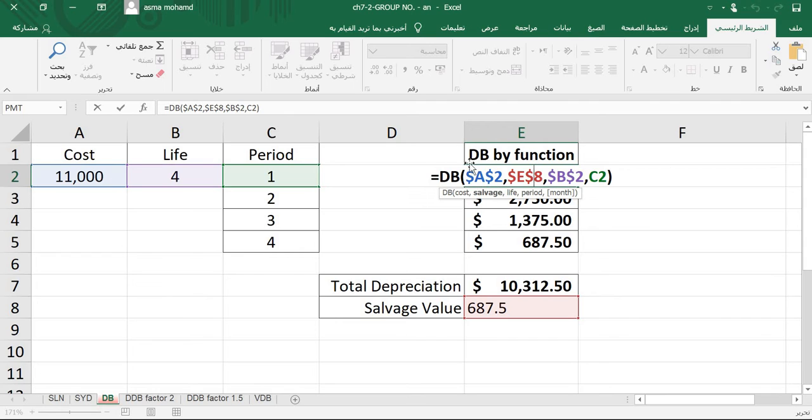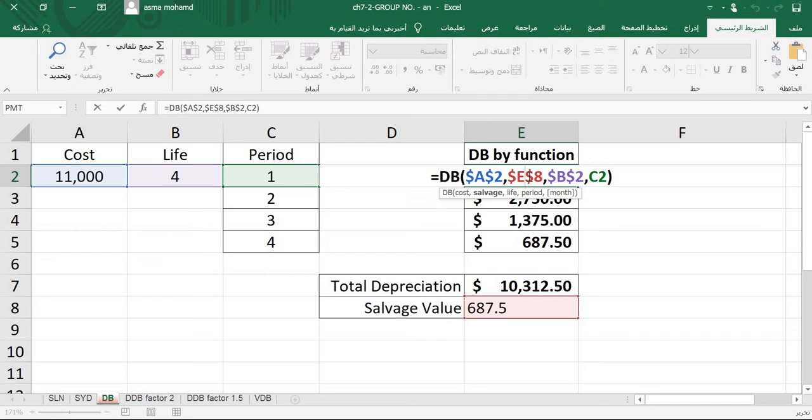We need to first add the cost, which is A2. And now notice, because we did not give it a name, because already the names are reversed here for the cost and life and salvage there, we add the absolute reference. We add the dollar sign, so the cell will remain constant when we drag the function.